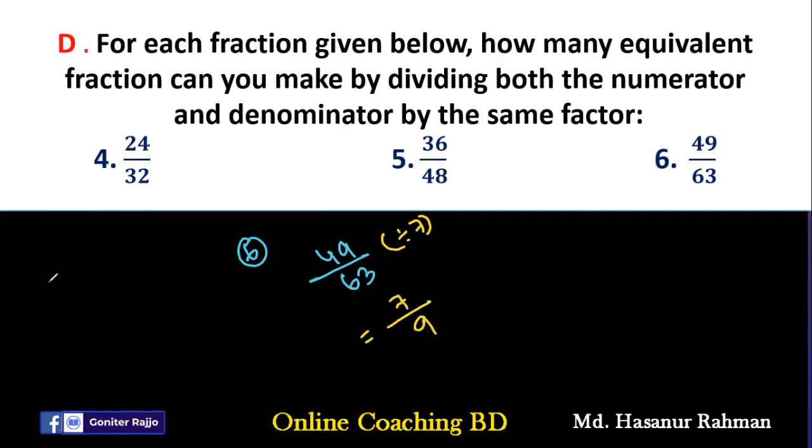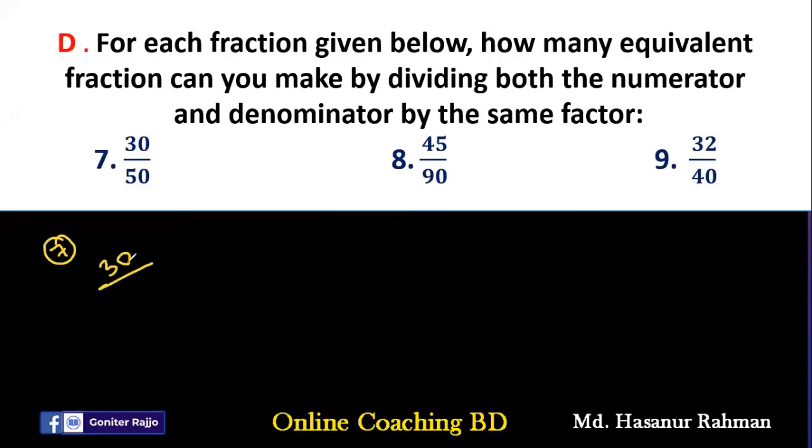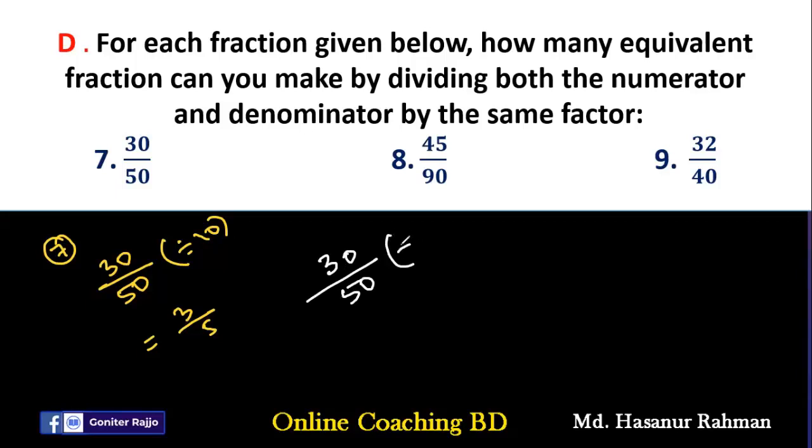Now number 7. Number 7 says 30 divided by 50. So how can we solve it? Look, you can divide this fraction by 10. Then you will get 3 by 5. That is the correct answer. And if you want to divide this one by the smallest number, you can also divide it. Look, 30 divided by 50. You can divide it by 2 at first, because 30 and 50 both are even number. It will be 15 divided by 25. Again, we can divide it by 5. Then final answer will be 3 by 5.